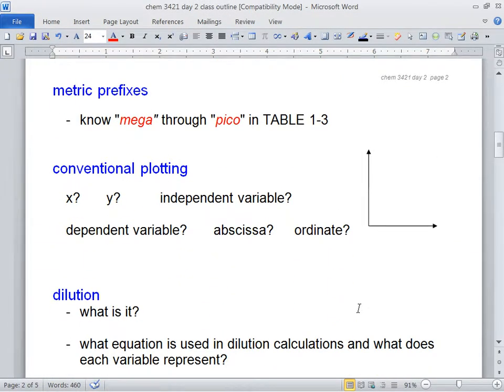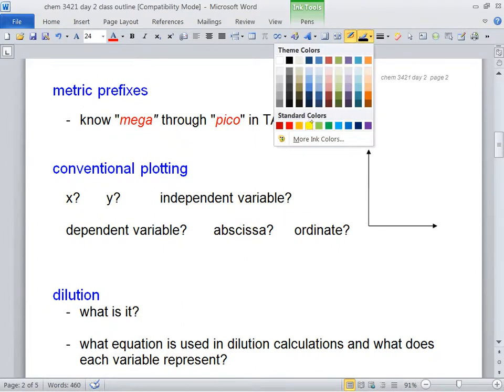Metric prefixes. Definitely know mega through pico. Mega is 10 to the 6, pico is 10 to the negative 12. So know those prefixes. Because if it's a homework question or an exam question and they say nanometers, well, they need to know that's 10 to the negative 9 meters, right? They're just going to assume that you know that. So make sure you know that. Alrighty.